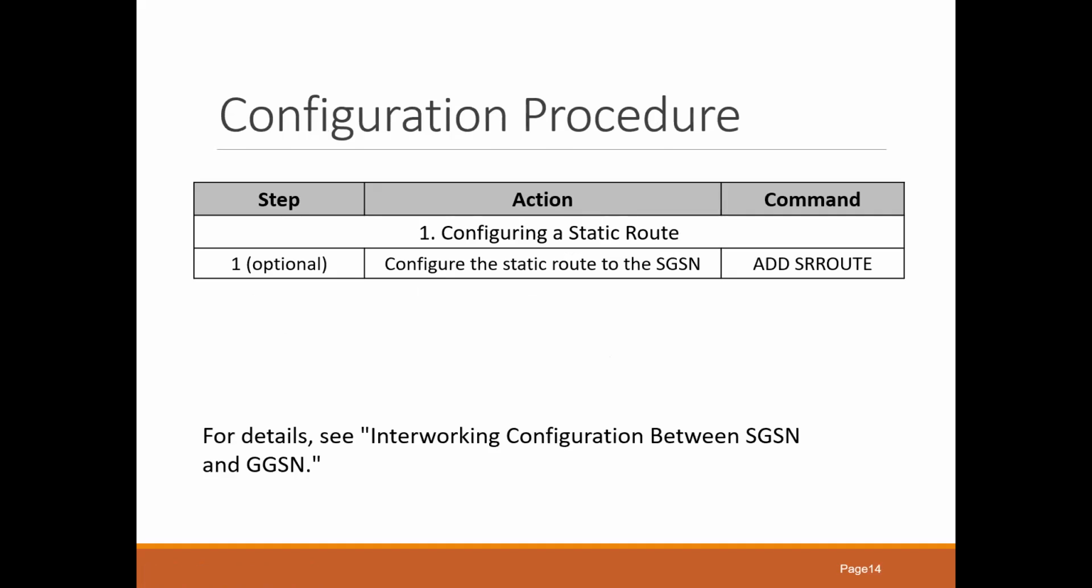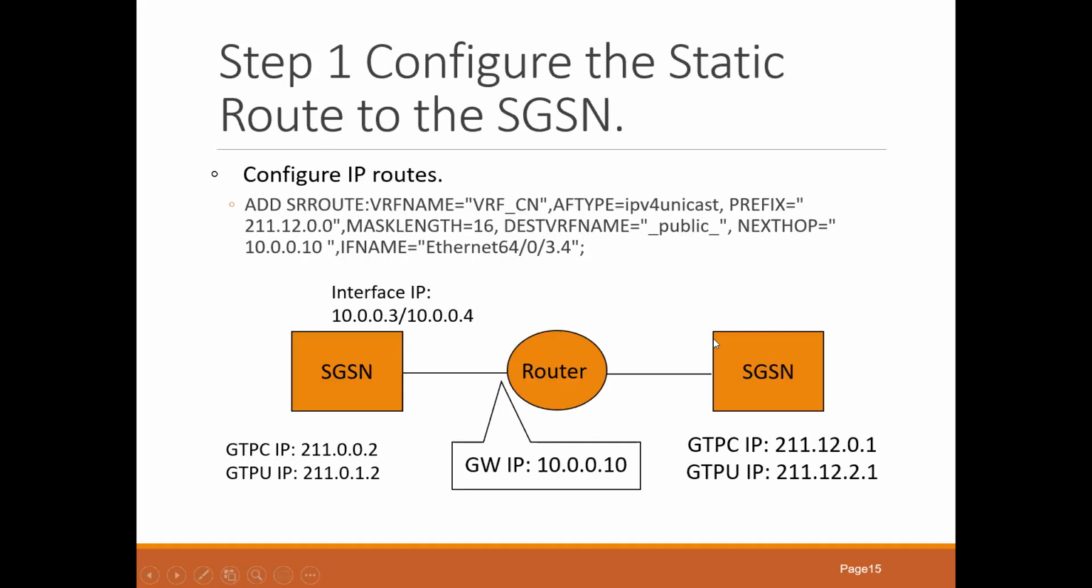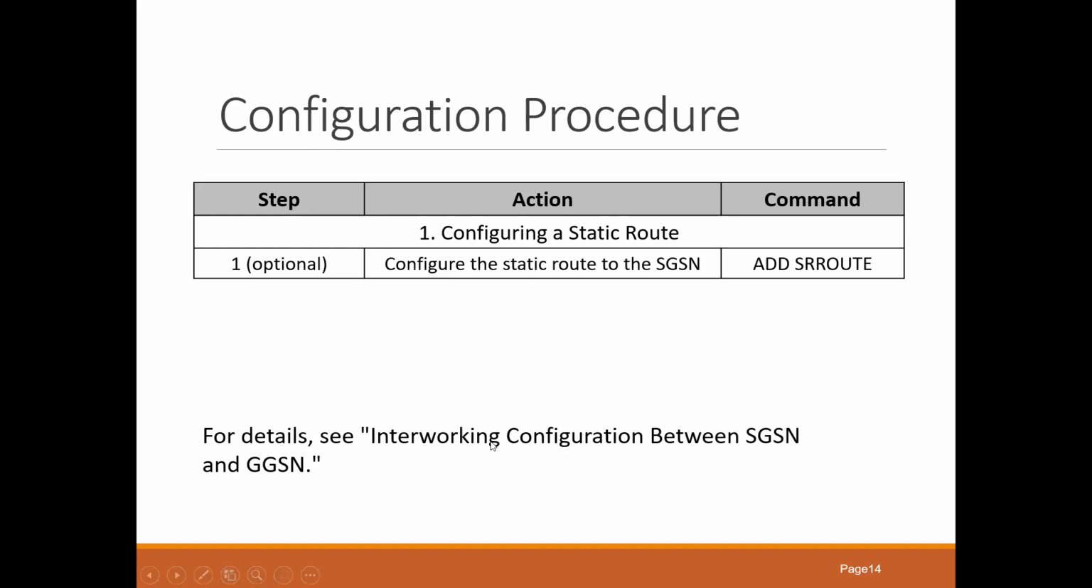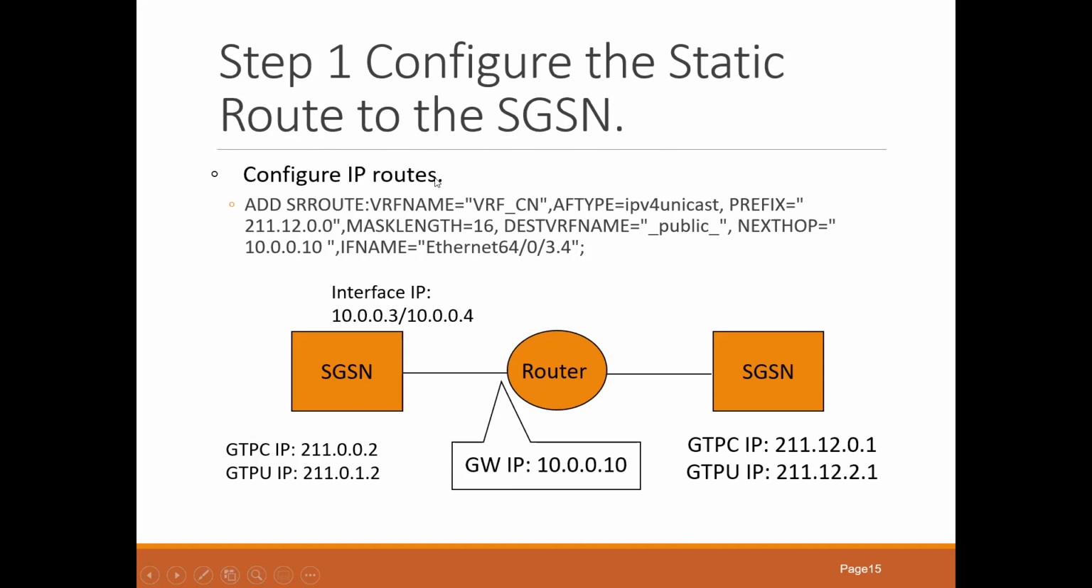Okay, so the first thing is configuring a static route. This is optional. If you need to ensure that a static route is there between the two SGSNs, you can add it using add static route. And the other one is basically the interworking between SGSNs. So this we're going to check. This is an example: this is one SGSN which has a GTPC IP address and a GTPU IP address and its interface IP address. And then there is a router that is connecting the two SGSNs.